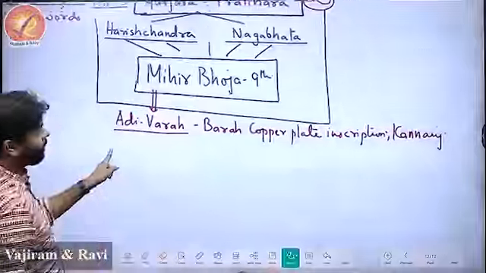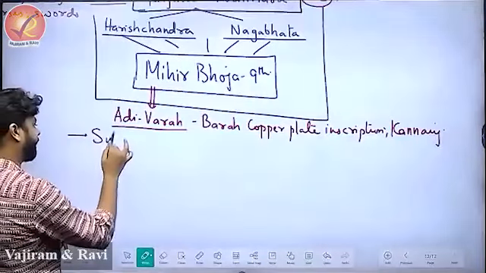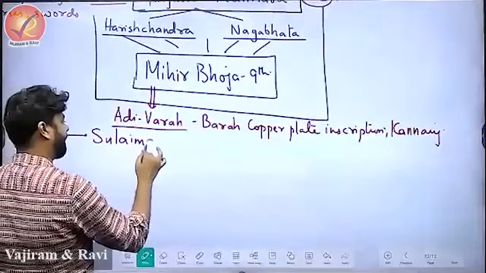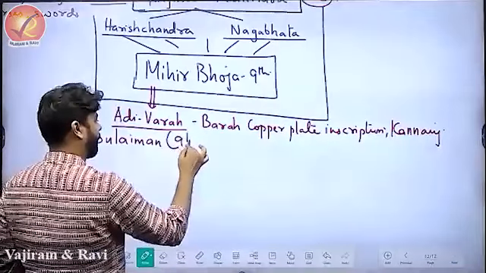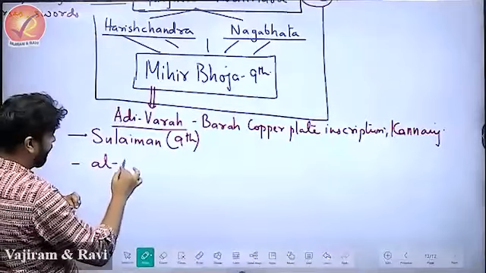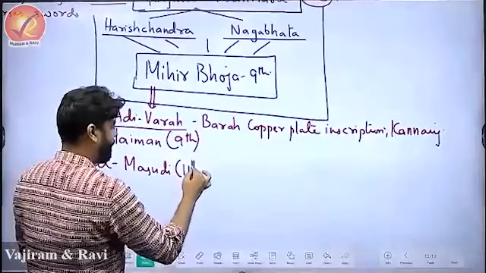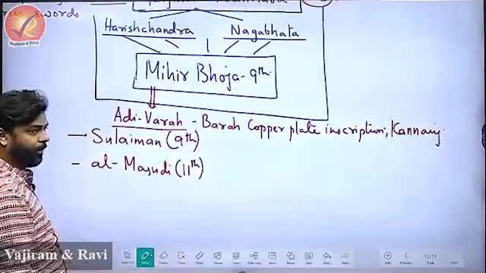Number 2, this Mihir Bhoj is very popular outside of India also. How do we know that? There is a person by the name Suleiman, 9th century. He is an Arab. By the name you can understand he is a Muslim. The other person is Al-Masudi. He comes after 200 years to India, after the death of Suleiman.